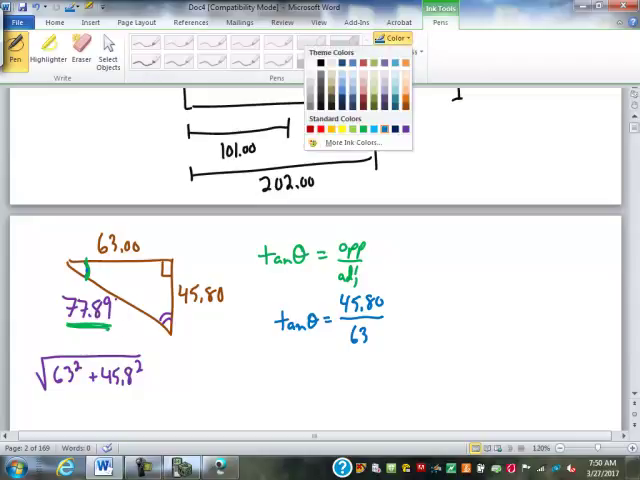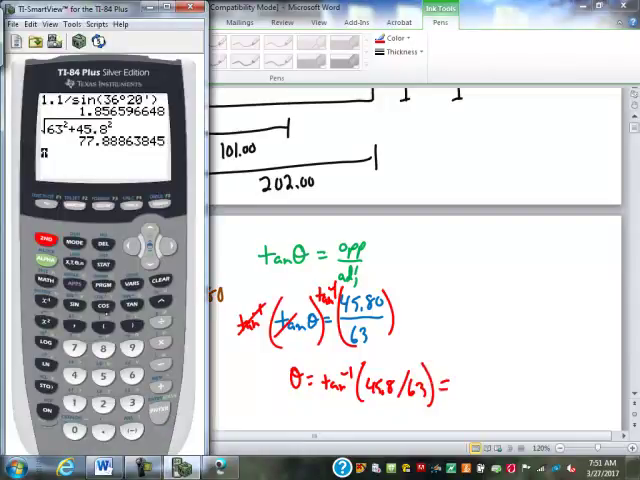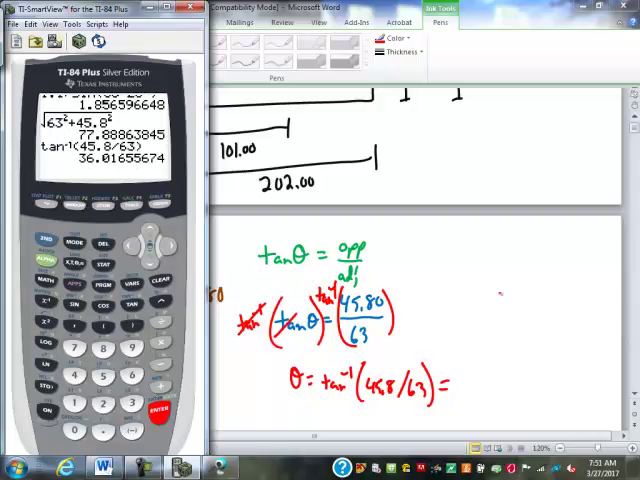So when I am looking for an angle, I use an inverse trig function. This is tangent, so I use inverse tangent to cancel that out. So my angle is equal to the inverse tangent of 45.80 divided by 63, which gives us 36.02 degrees.